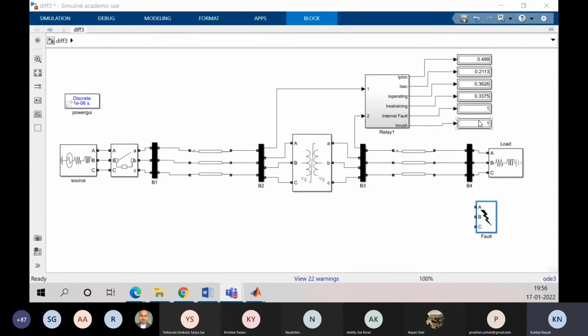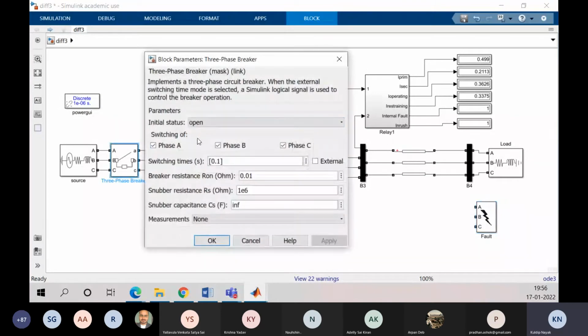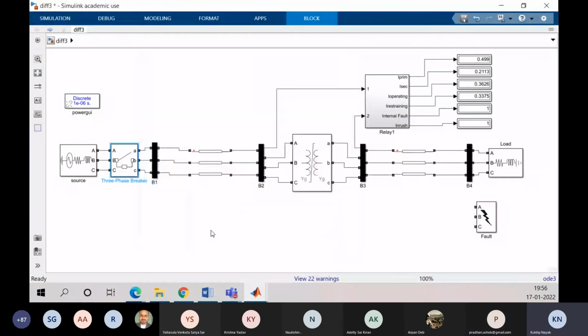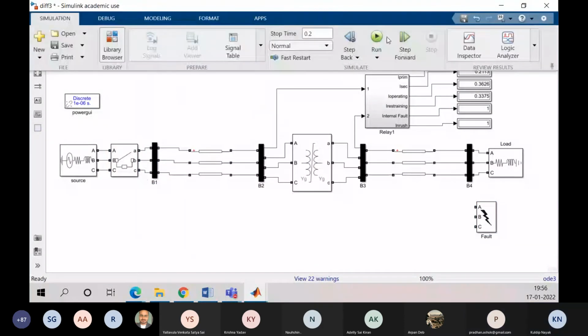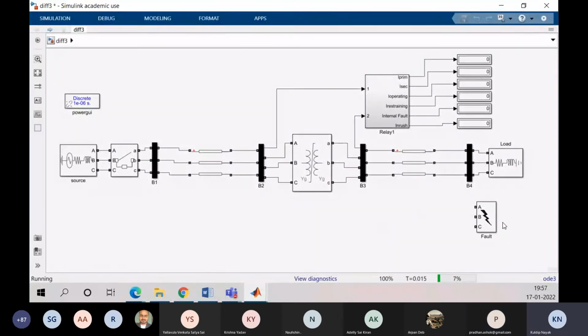Let's run it. This breaker we have, initially it is open and it switches at 0.1 second. So let me run here. No, let me first show the inrush case, then we'll connect in 3 different places. This is switching on. Yes, switching on means inrush. This is a case of inrush, and as the differential current in this case.